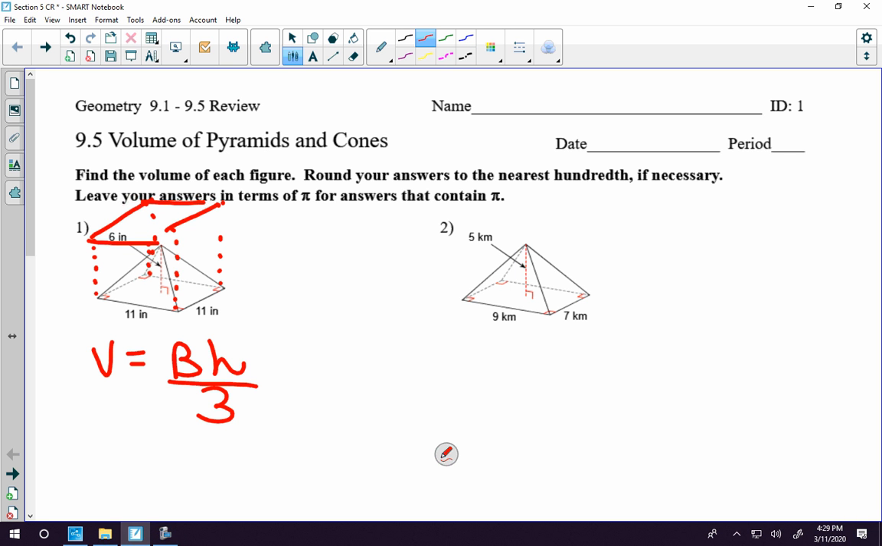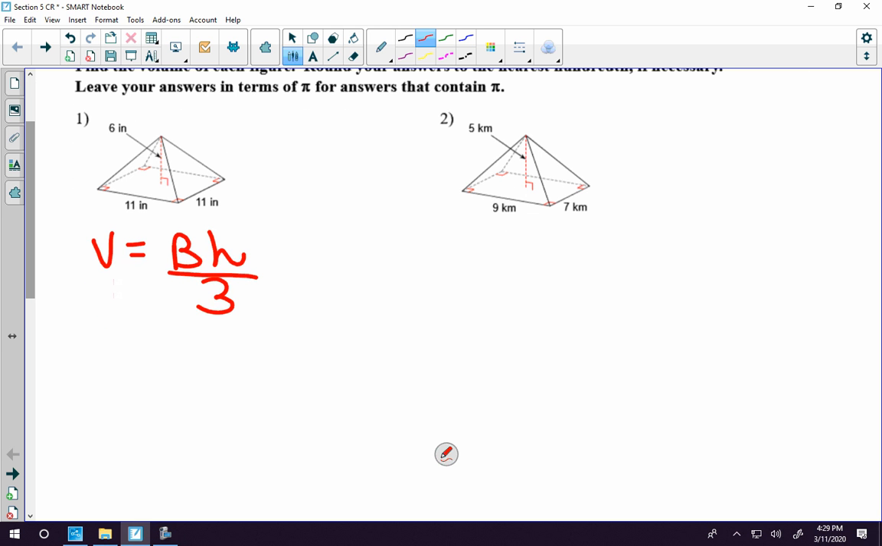So therefore, because we can fit 3 of those pyramids in that one prism, we must divide by 3 for the volume of a pyramid, because 3 of those pyramids fit in that one square prism. Okay, so we're stacking squares, we're stacking them 6 high, and we're dividing by 3. So our volume here is 11 times 11, stacking them 6 high, and then we're going to divide by 3 at the very end.